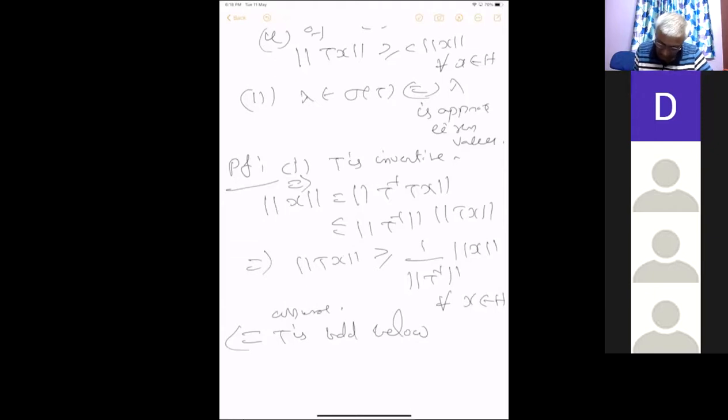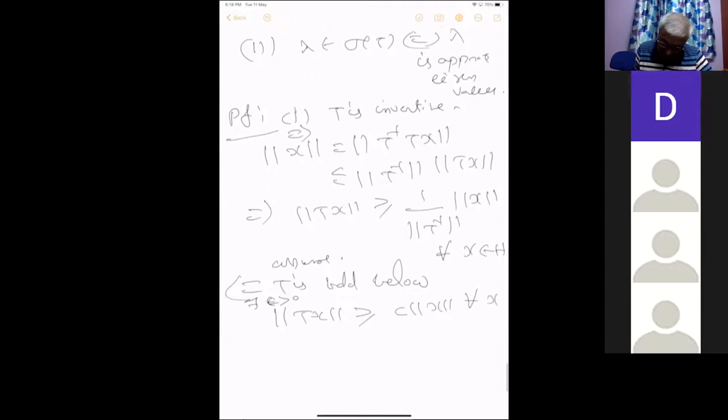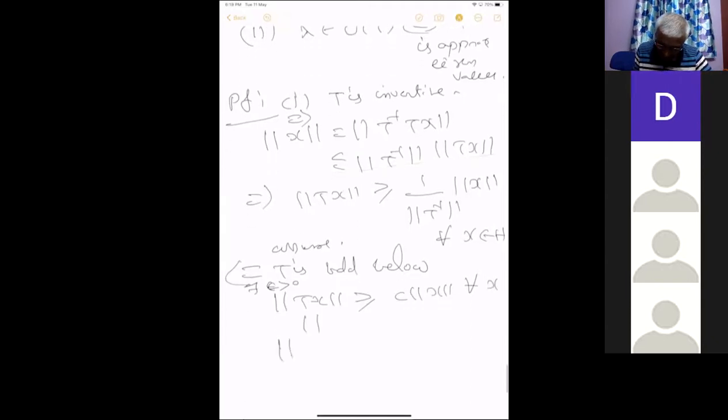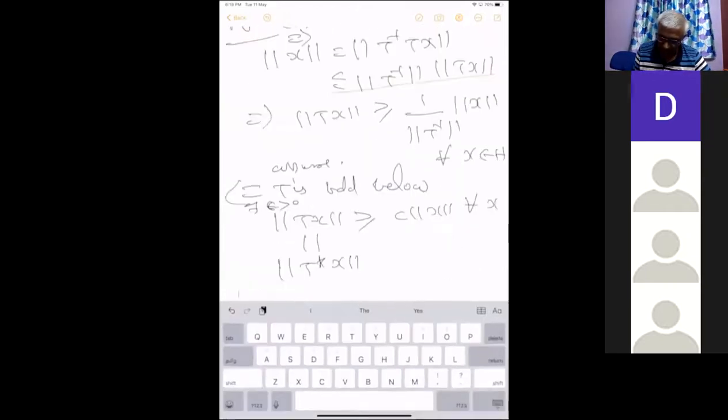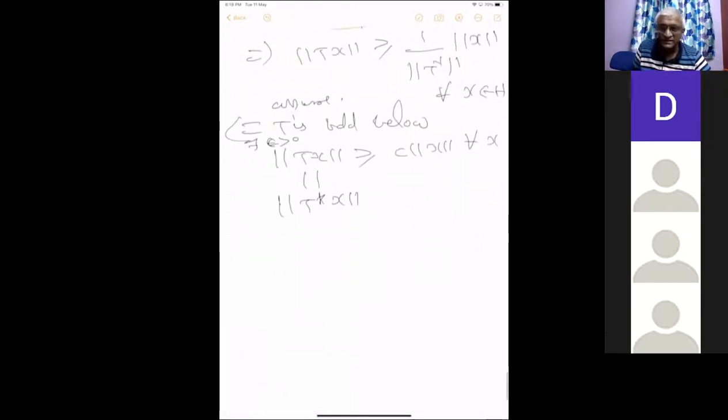Okay, so T is bounded below means what? It means there exists a small c greater than 0 such that norm Tx is greater than c times norm x for all x. This is also true for T star x. Notice that if T is invertible, T star is also invertible. It is just that T star inverse is T inverse star.